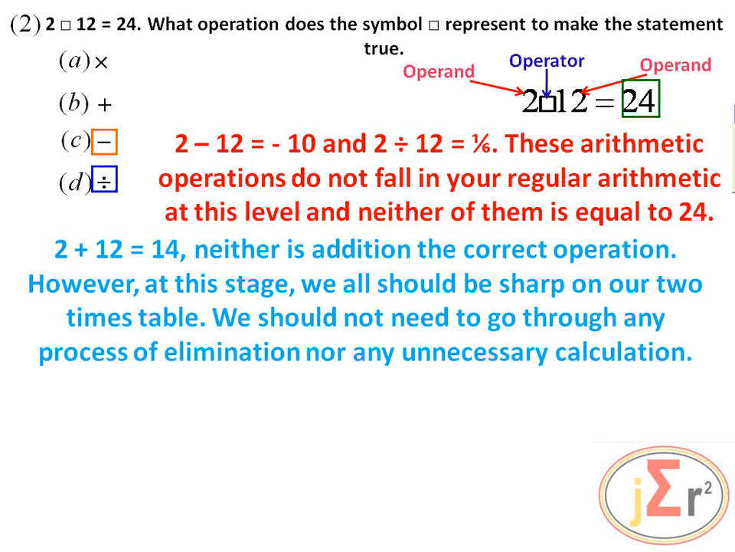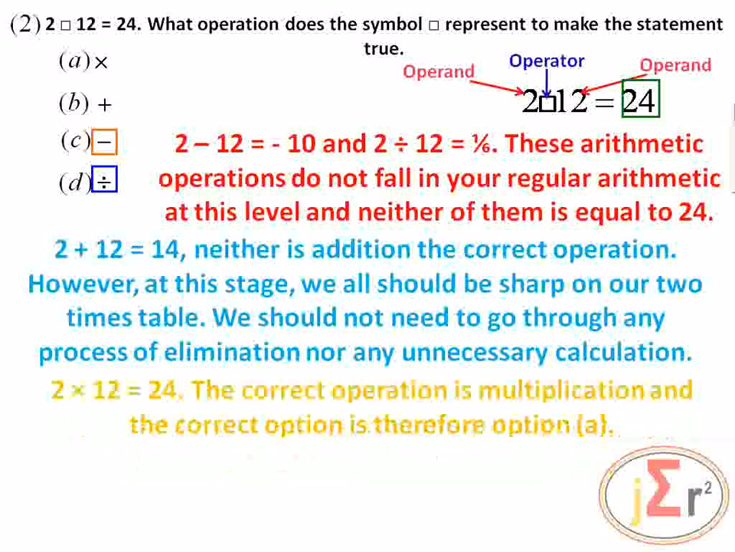However, at this stage, we all should be sharp on our 2 times table. We should not need to go through any process of elimination nor any unnecessary calculation. So, we do not need all of that. 2 times 12 is equal to? 24. That's just for your 2 times table. The correct operation is multiplication. And the correct option is therefore option A. Nice.